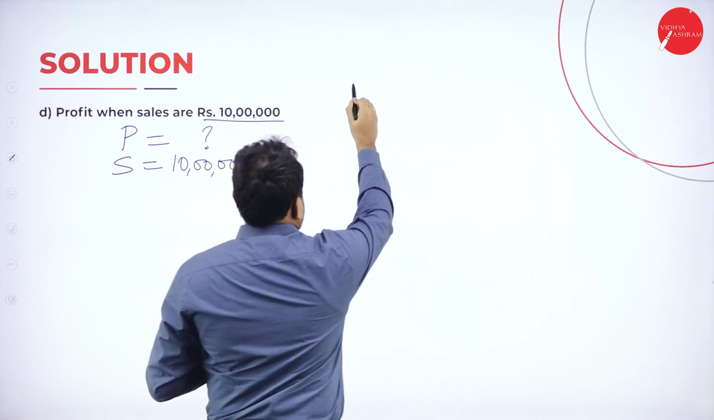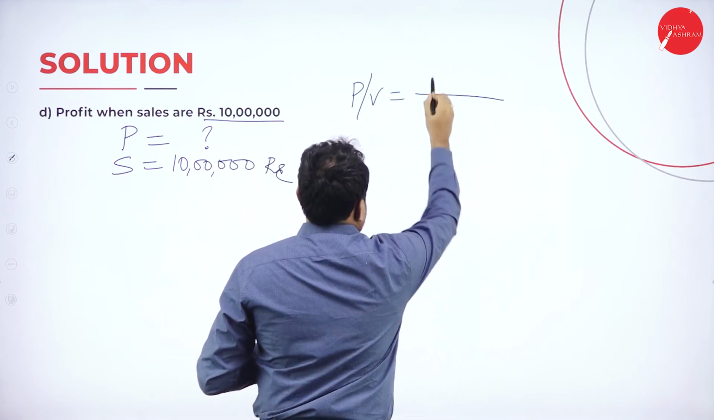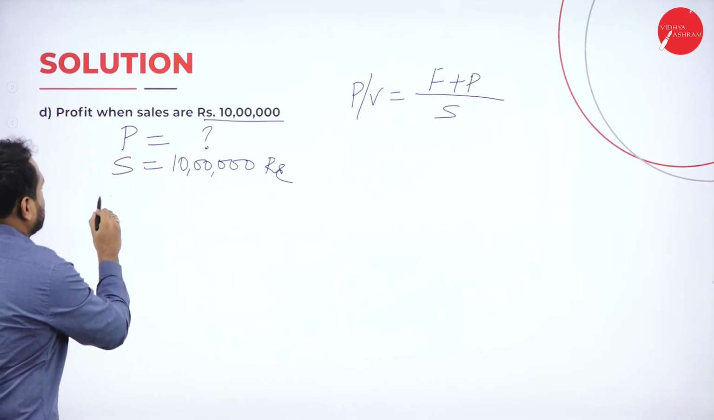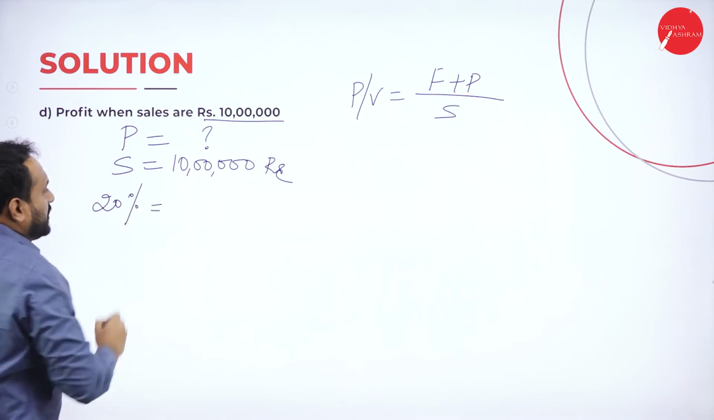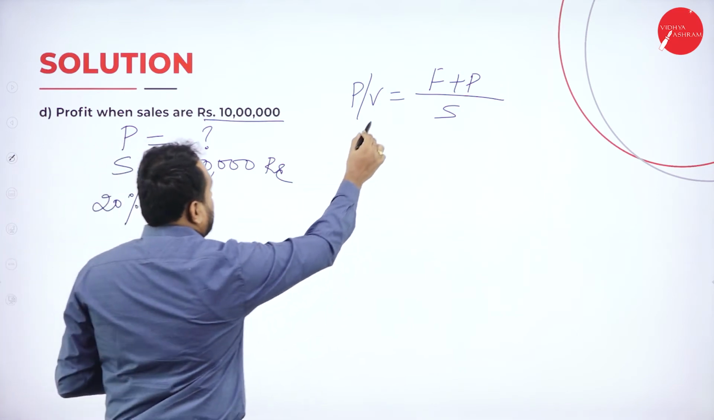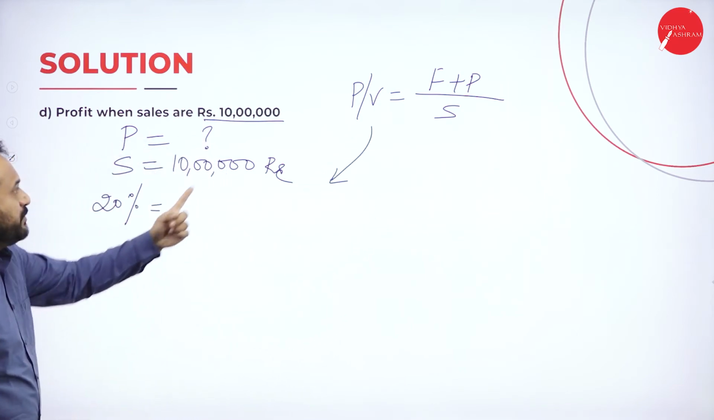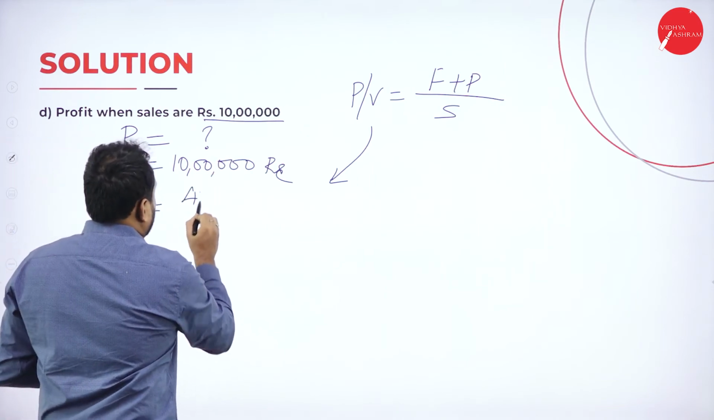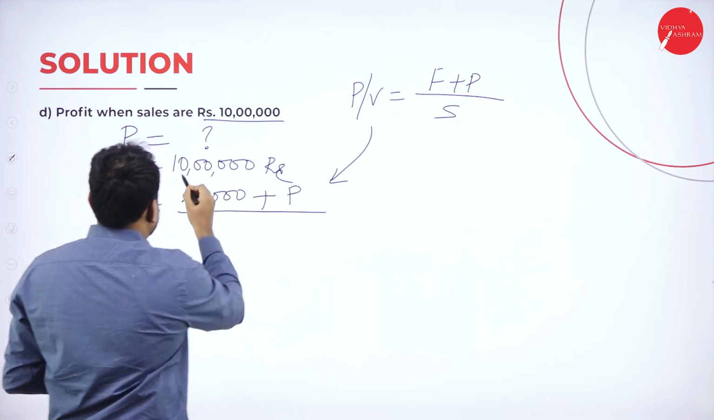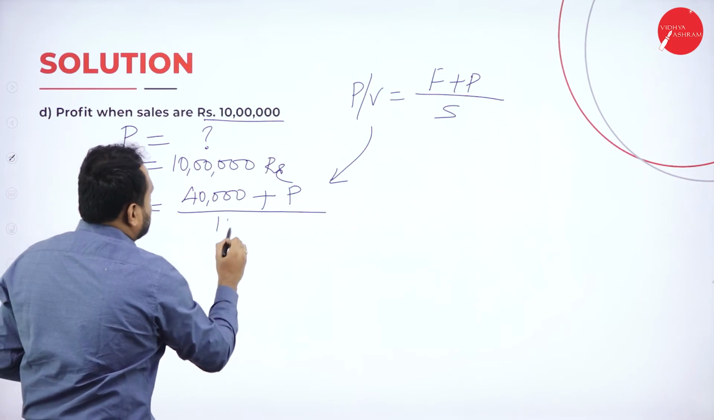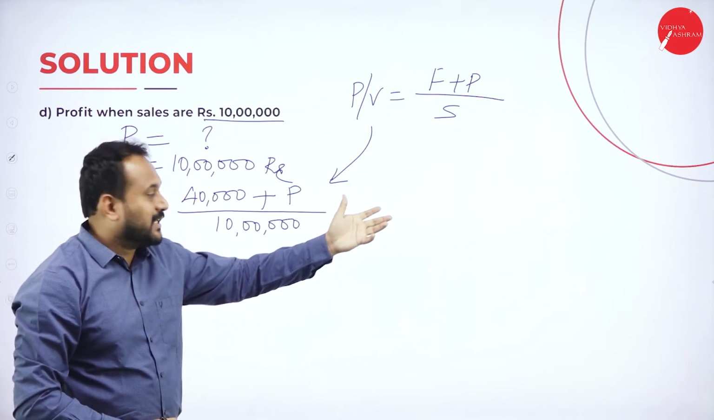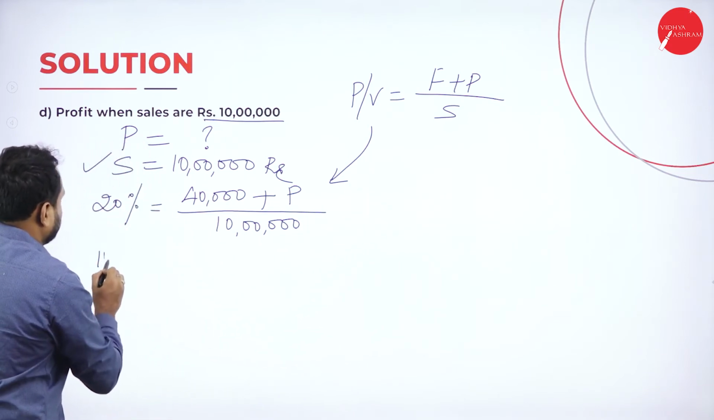What is the formula? PV is equal to F plus P divided by S. Now PV we know, that is 20%. Now F is how much? This is what we are substituting here. PV is 20%. F we have found out, that is 40,000, plus profit they have not given, but they said that the sales is 10 lakh. So I'll write here 10 lakh. What am I doing? I'm just substituting what the formula says. Now here 10 lakh will go here.